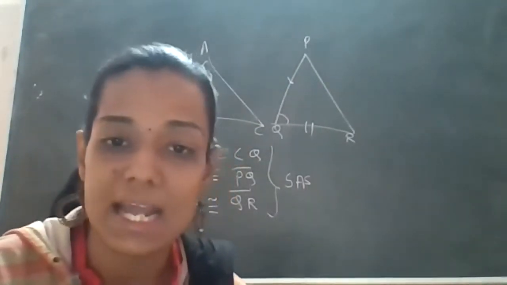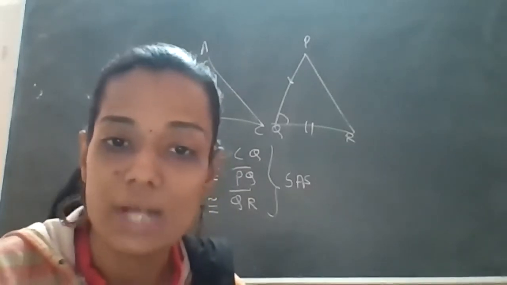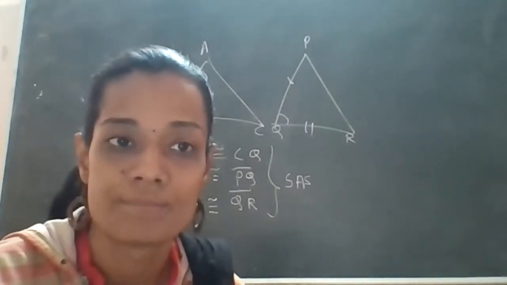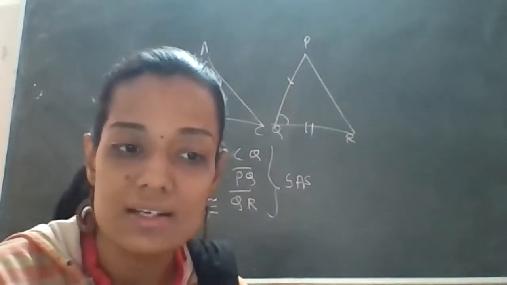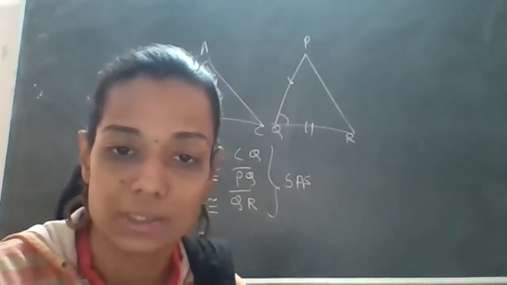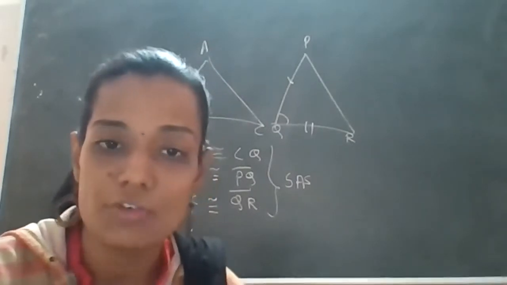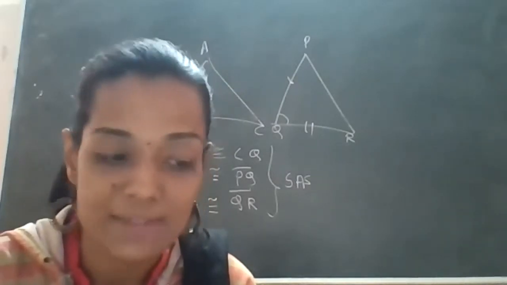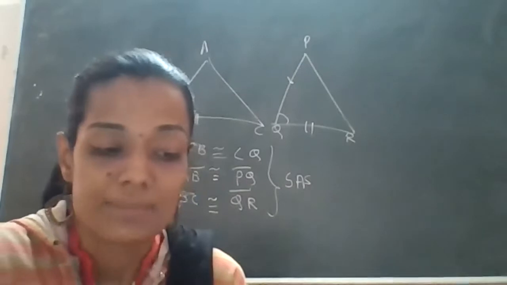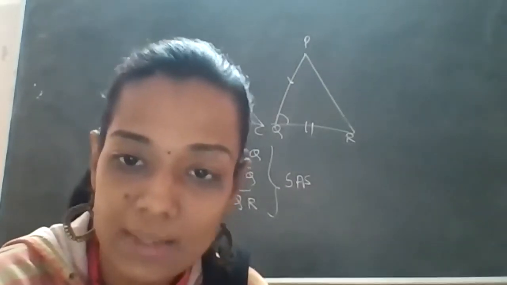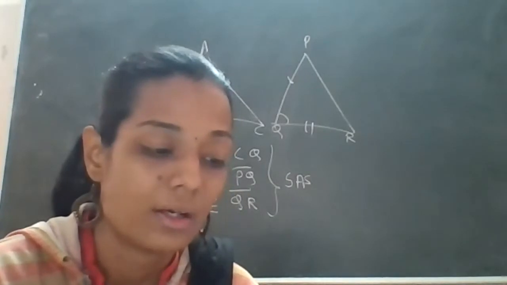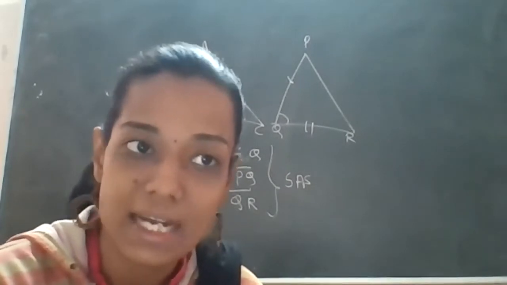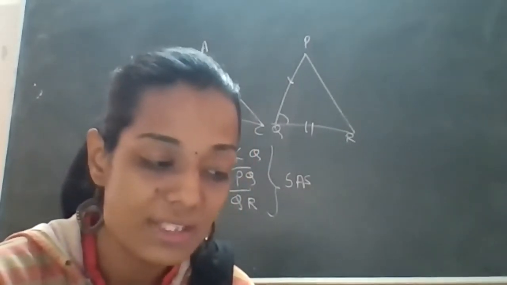Now the second is the ASA criteria. What will you write in that? You know that two angles and the side between them should be equal, right? So you have to write it in definition form. If two triangles are such that two angles and the included side of one are equal to the corresponding angles and side of the other, then the triangles are congruent by the ASA criteria.